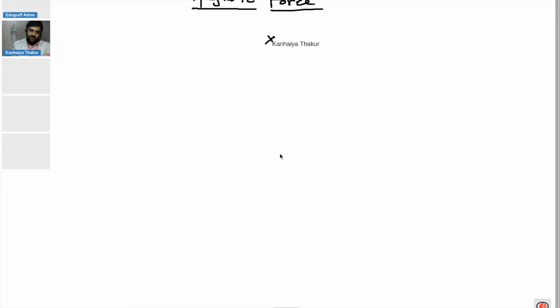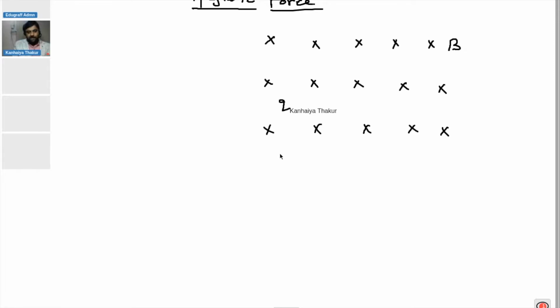Let's say the magnetic field is cross. Cross means the magnetic field is inside, into the plane of the paper. So the magnetic field is represented by a cross, and the intensity of the magnetic field is B. Let's say we have a charge here, and that charge is moving with a velocity in the magnetic field.